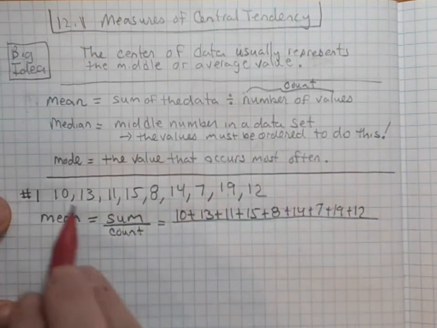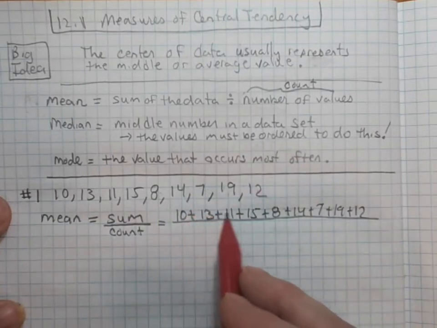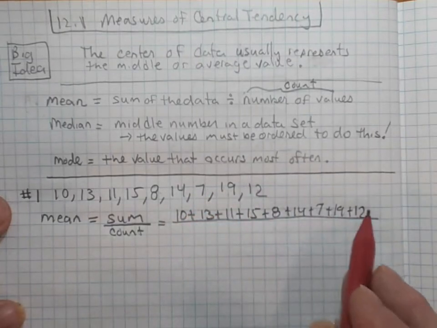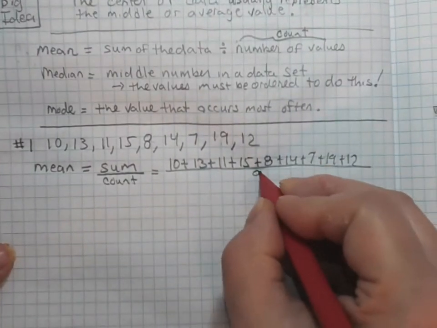All right, make sure I have them all. There's 1, 2, 3, 4, 5, 6, 7, 8, 9 numbers. I don't want to forget something. And then the count is 9.